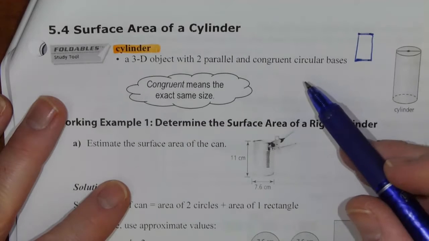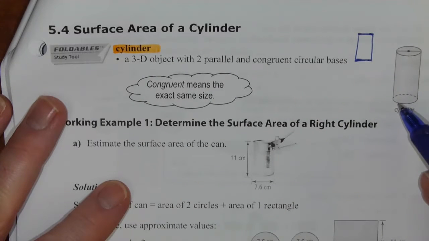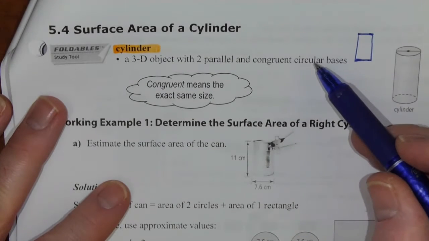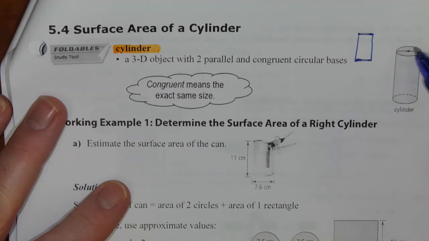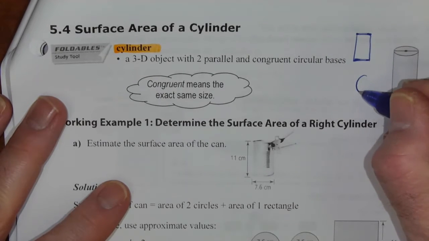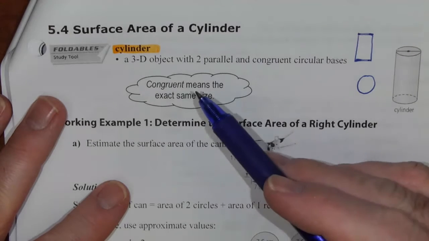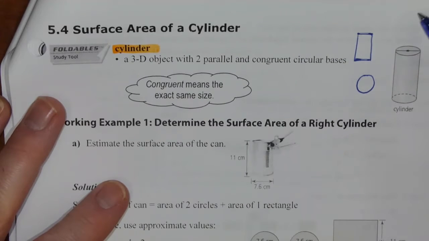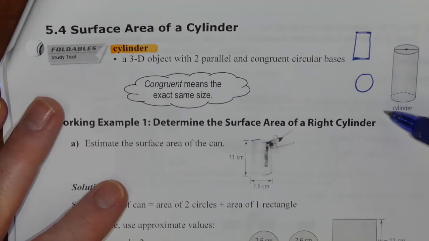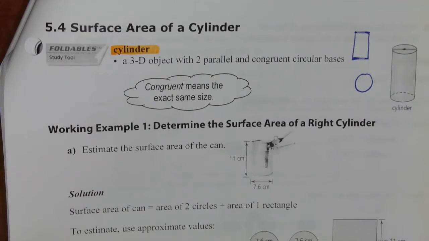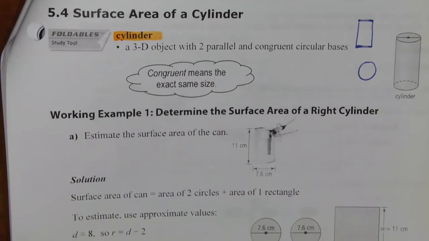Congruent means that they are the same size and shape, and circular means that they are circles. If you look straight down onto a cylinder from above, you're going to see a circle. So that's what we're looking at here. So congruent means the exact same size. So this is a diagram here of a cylinder with two parallel and congruent circular bases. So that's what we're talking about when we're talking about a cylinder.